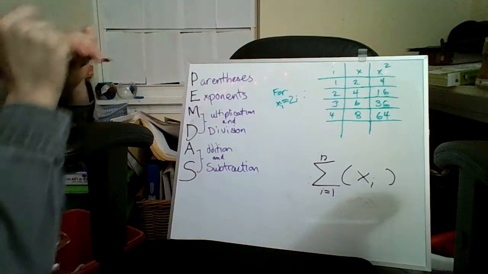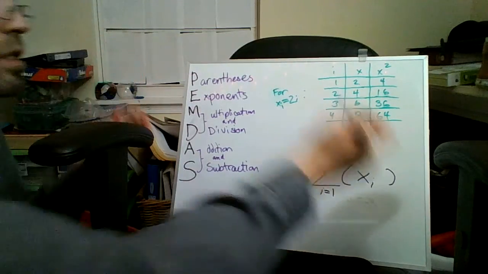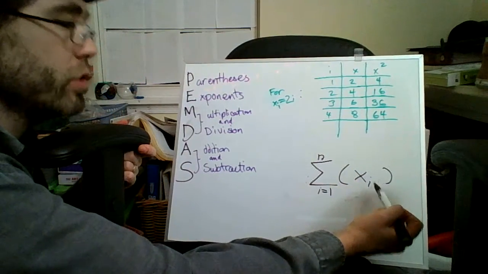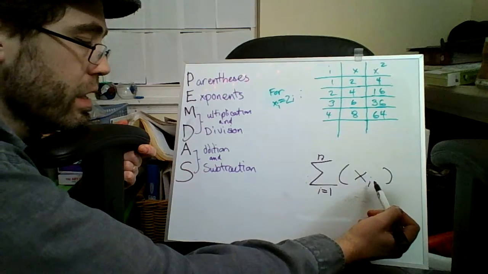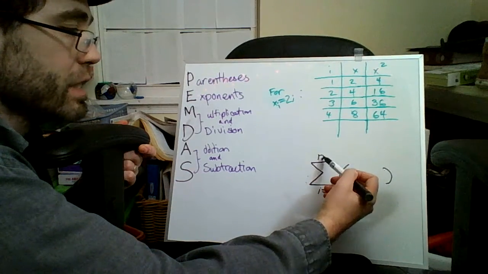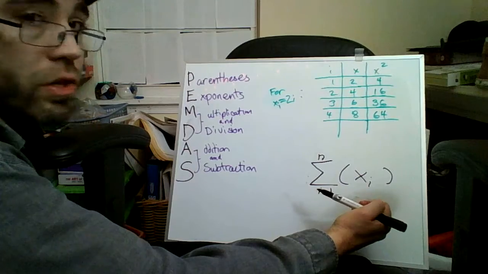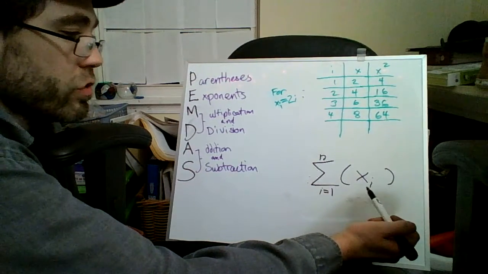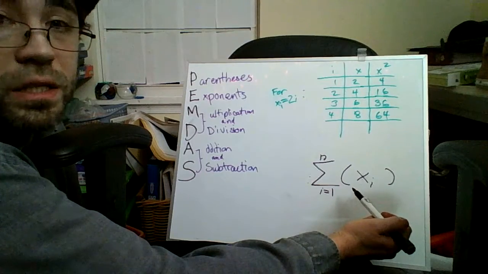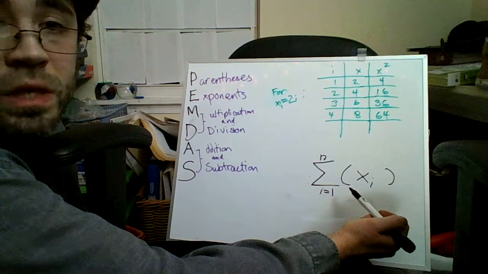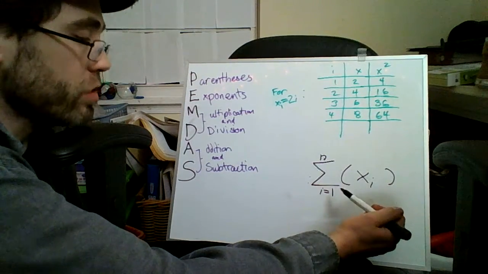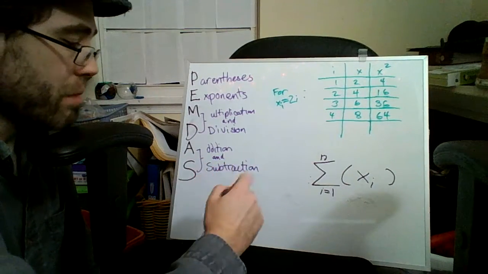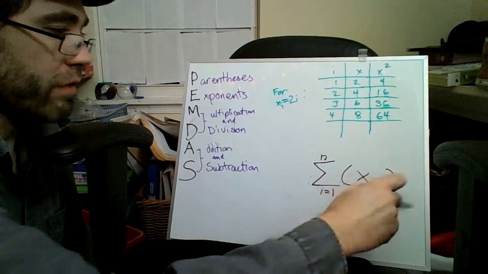So it's x sub 1 plus x sub 2 plus x sub 3 all the way until x sub n. If n is 1300, then you would add together the first 1300 values of x. You can see how this would be much more useful than writing out the sum of 1, 2, 3, 4, etc.